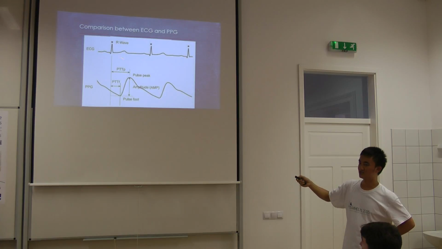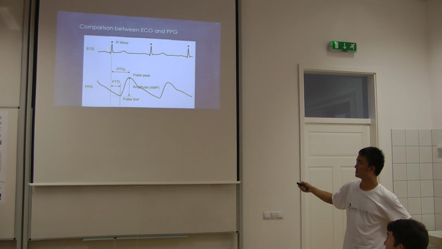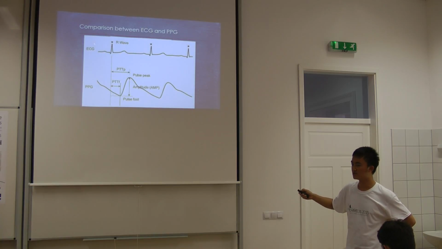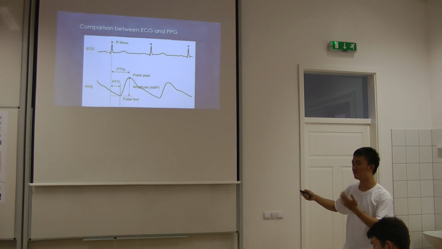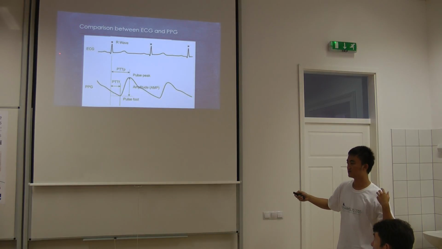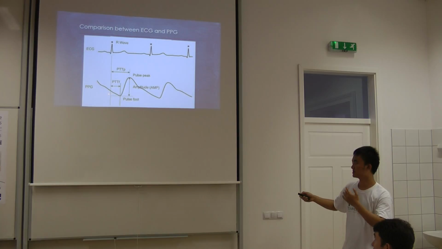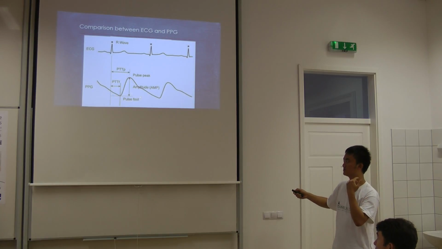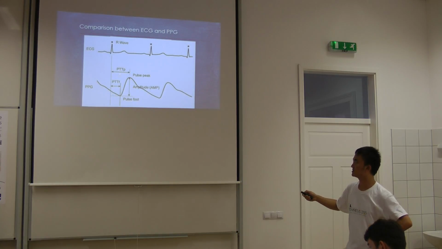So this is the ECG graphic, and this is the PPG graphic. You can see that there is some association between these two graphics. According to this, it is possible for us to calculate how fast the blood flows from your heart to your finger. Because when your heart pumps, a pulse wave comes out, and you can use the PPG to get this pulse wave and calculate how long it takes.